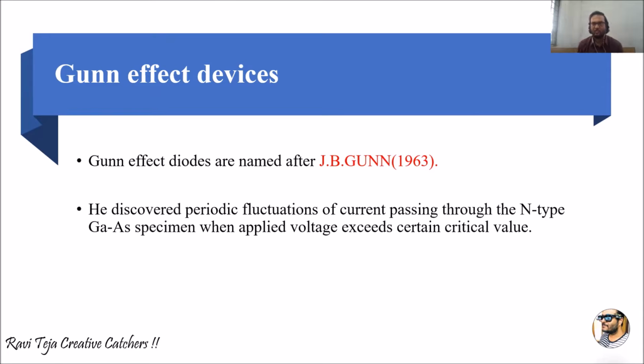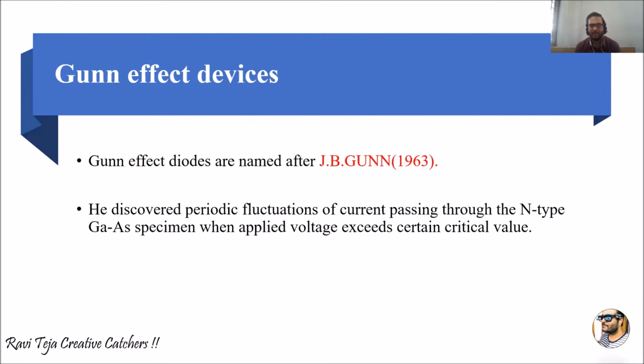We have seen the concept of Gunn diode or Gunn oscillator in the previous class. Like we have also seen the graph, the VI characteristics of a Gunn diode, right? So what's happening there? As the voltage is increased, the current also increases up to a certain point. After that point, whenever the voltage increases, the current gradually falls. What the scientist J.B. Gunn discovered is that there are periodic fluctuations of current passing through.